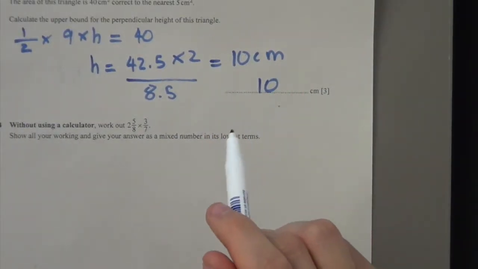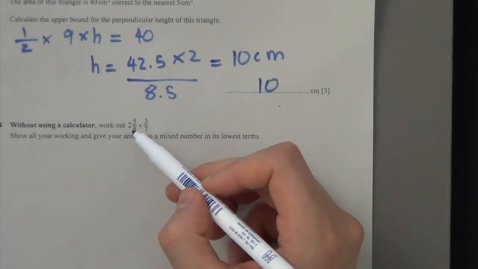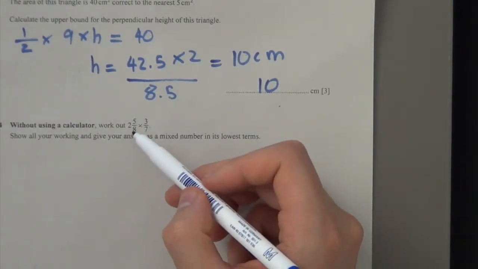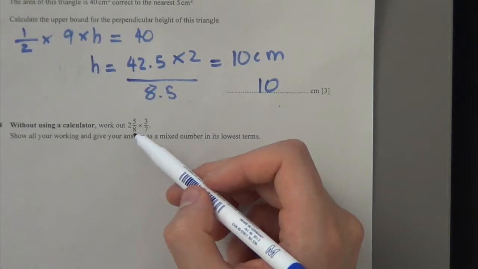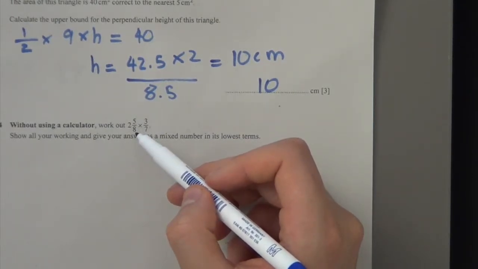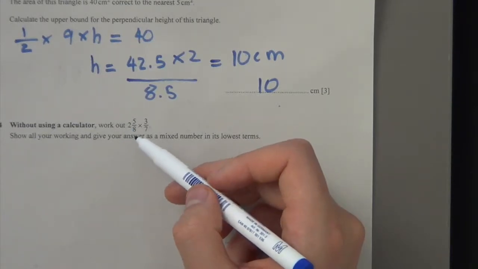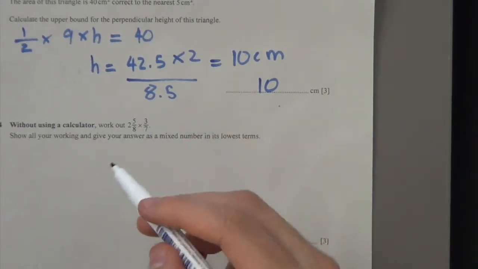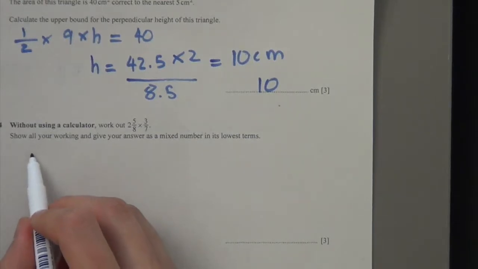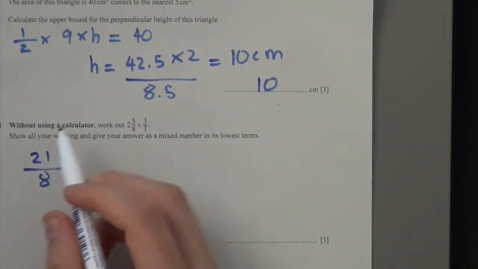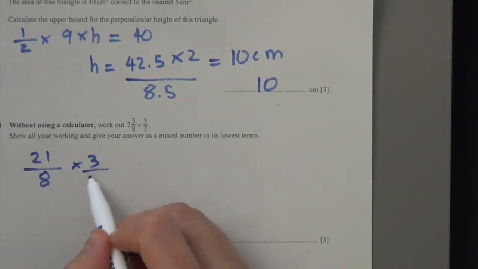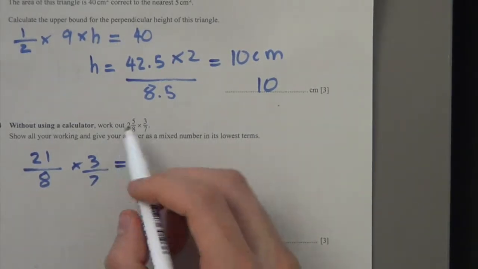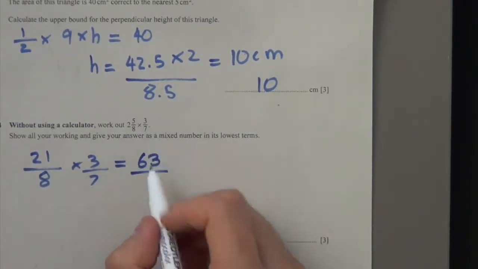So, first things first, I'm going to convert 2 5/8 into an improper fraction. So how do I do that? Well, 8 over 8, I do 2 times 8 plus 5, okay, that gives me 21, so 21 over 8, okay, times 3 over 7, okay, then that gives me 63 over 56.